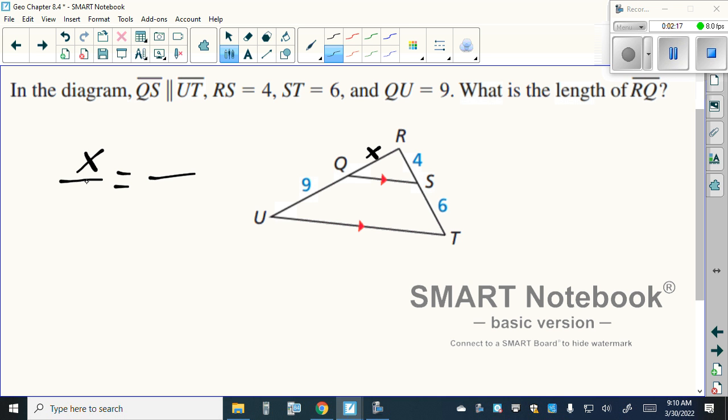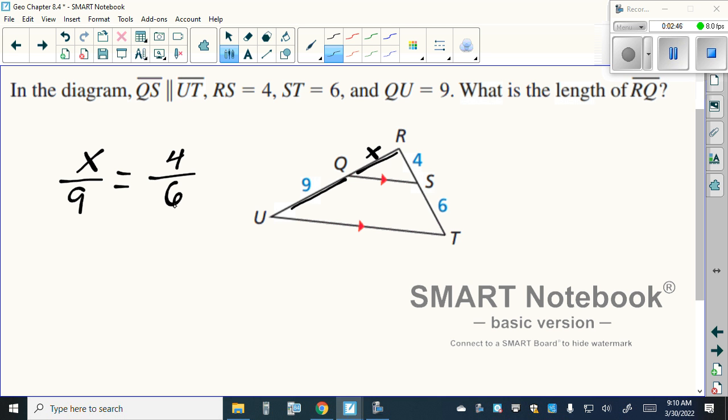With any of these proportions, it's always easier to solve when X is in the numerator, not in the denominator. So we'll put X in the numerator. Now, what is X going to be over? 9. Because we're going to have this length over this length is equal to 4 over 6. They're corresponding parts of the triangle.